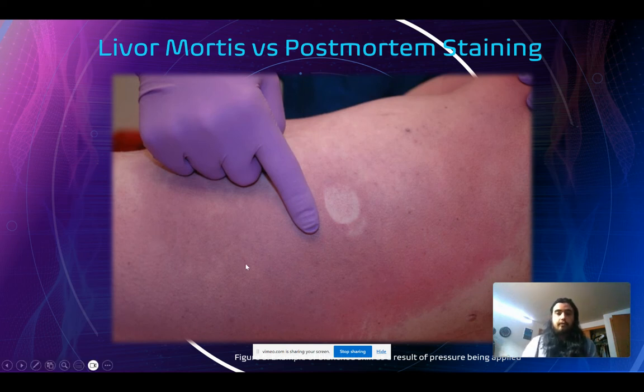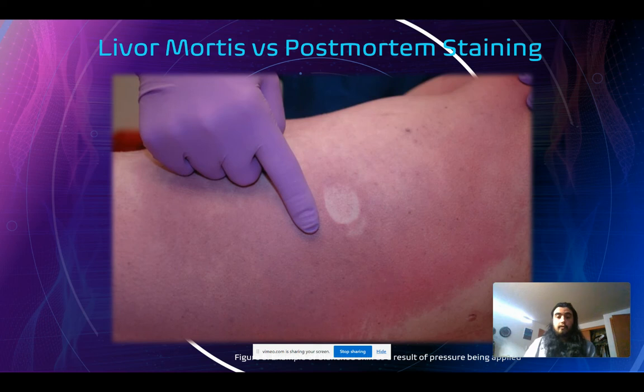But if you can see, this person is pressing a finger down on this individual's stain, and it's showing this blanching. So when you see blanching, when you apply pressure to an individual in the staining area, that means that they have not quite gone past the livor mortis stage. So that means at this time it is reversible during the embalming process.